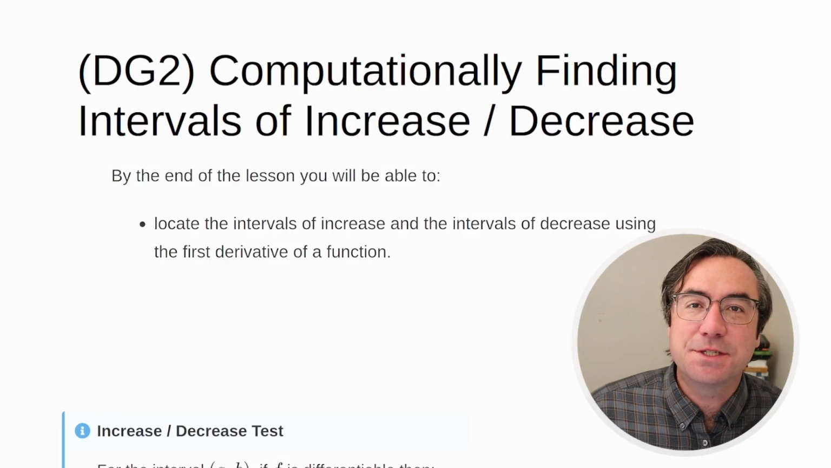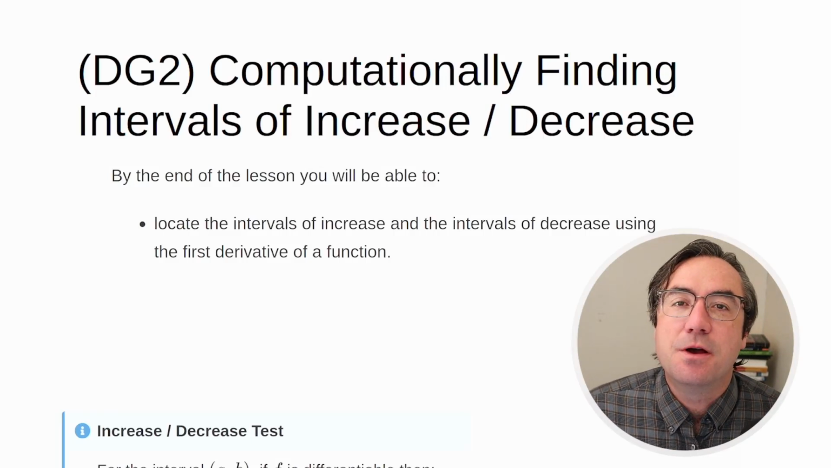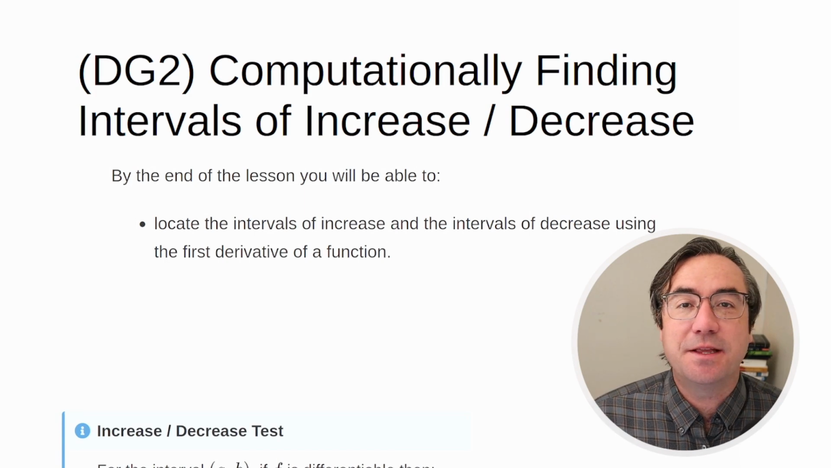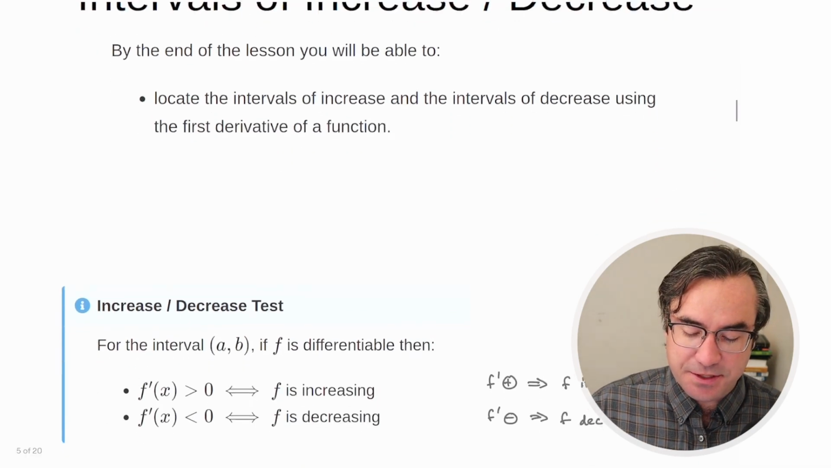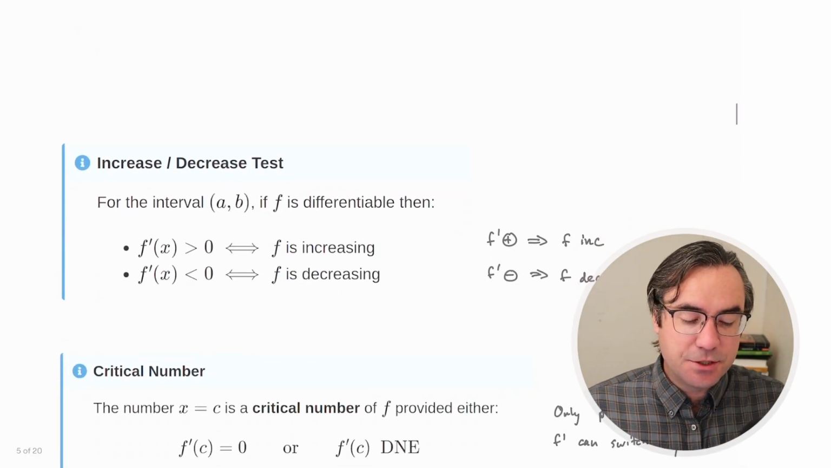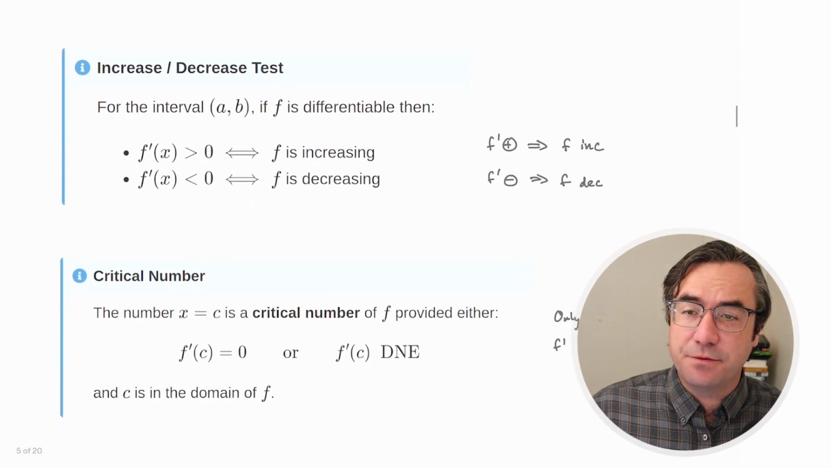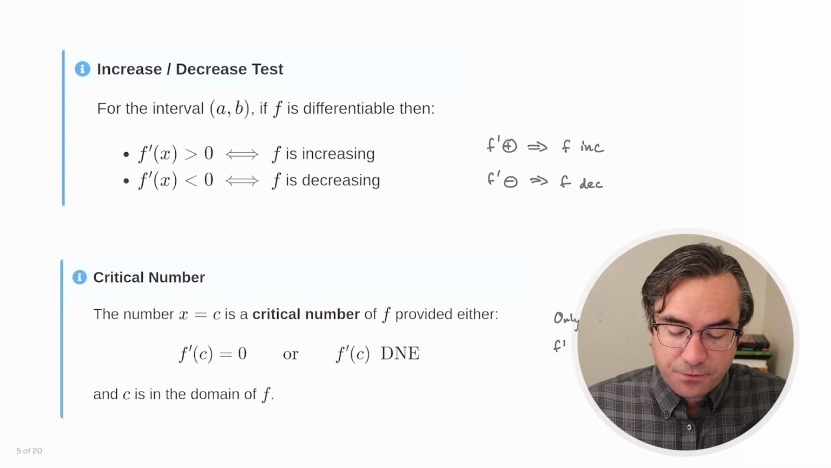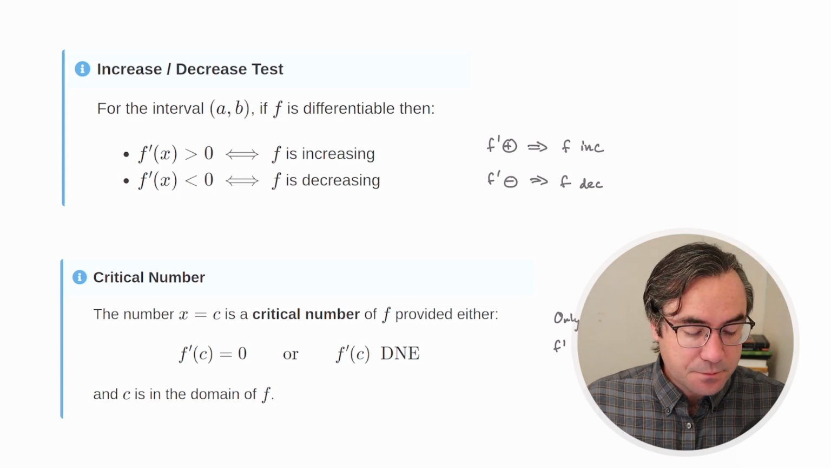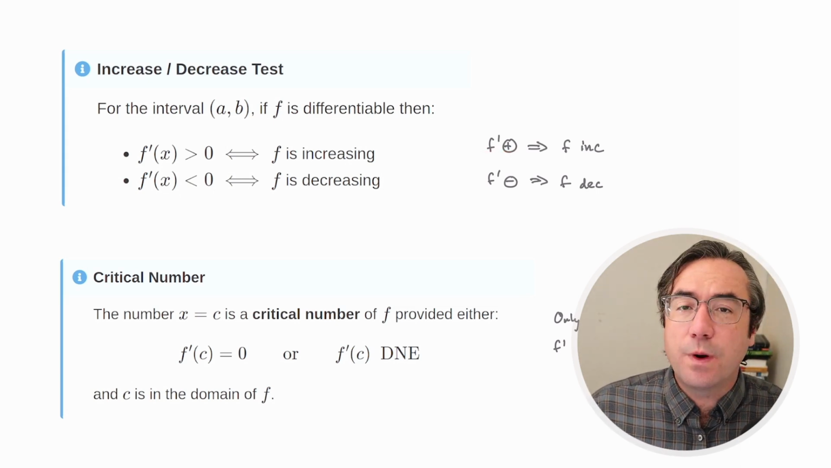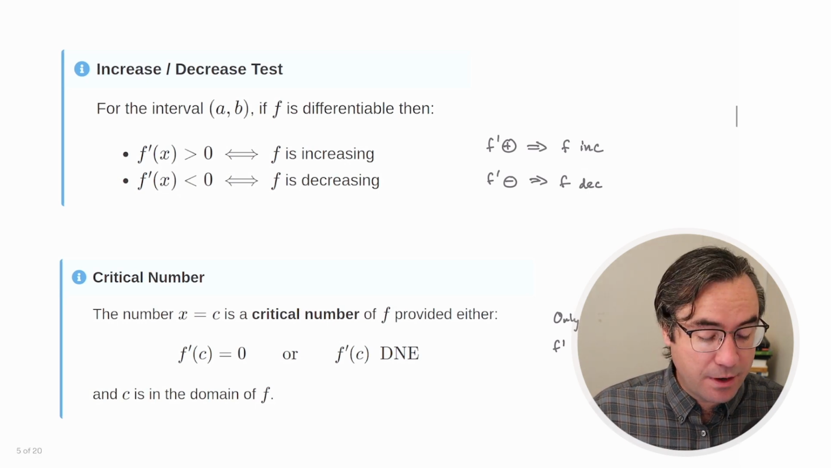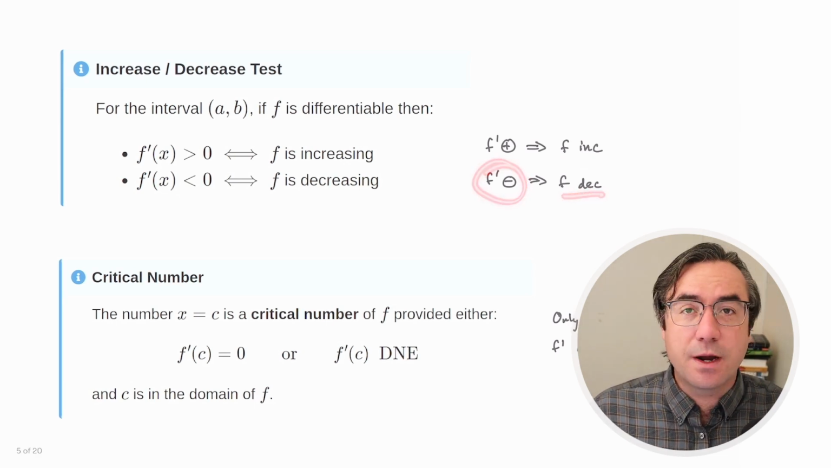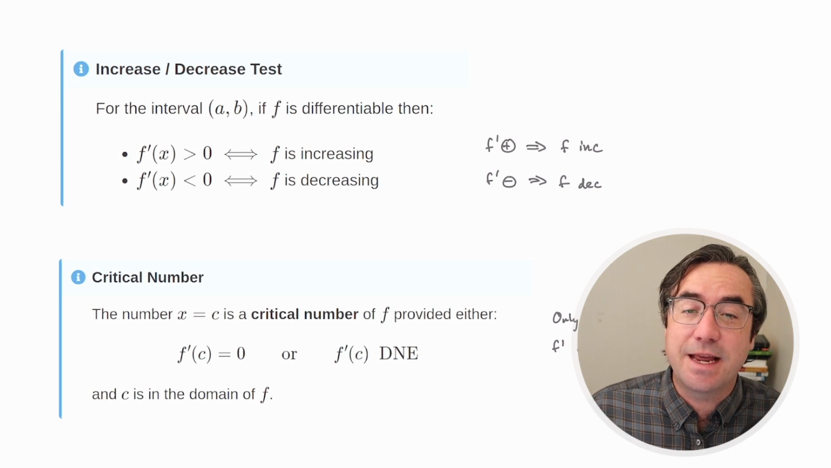Welcome everyone. For today's prep, we're going to look at an example for how to computationally find the intervals of increase-decrease for a function. So we started looking at this in class, and we know we're going to be using the first derivative. So we've seen this before. We want to know where the first derivative is positive. That'll tell us where our function is increasing. And to figure out where our function is decreasing, we want to know where the first derivative is negative.